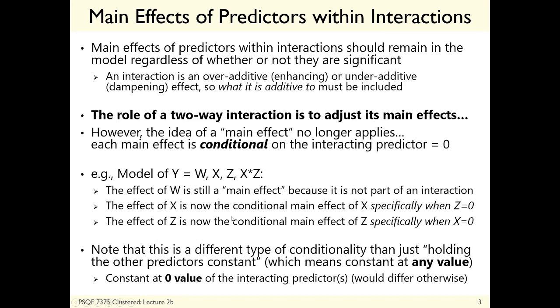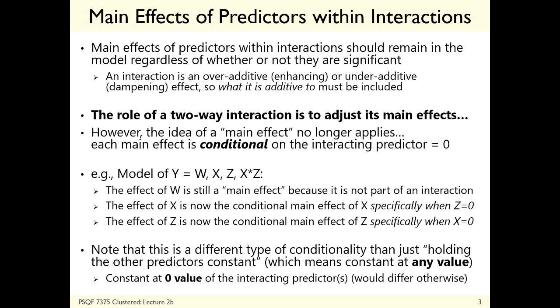So yes, what you remember is absolutely correct. The main effects stay in the model. They have to not only stay in the model, but get reinterpreted. They don't mean the same thing anymore. So when we have a two-way interaction, for instance, a model with a main effect of W, a main effect of X, a main effect of Z, and an X by Z interaction, we have to change the language with which we use the term main effect.